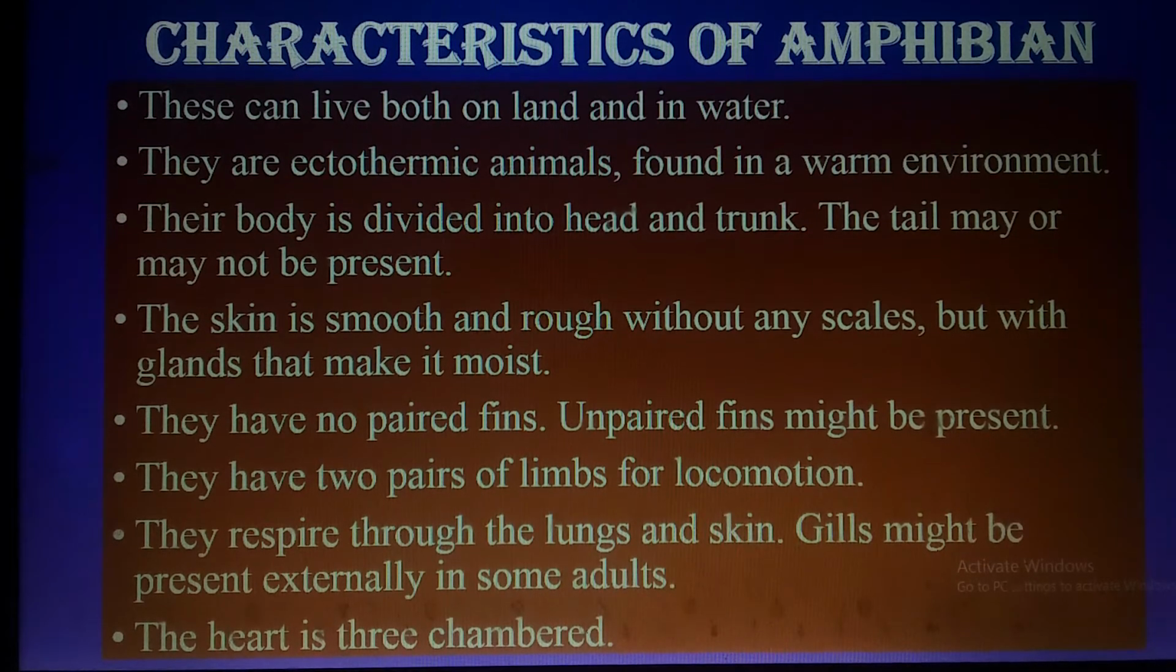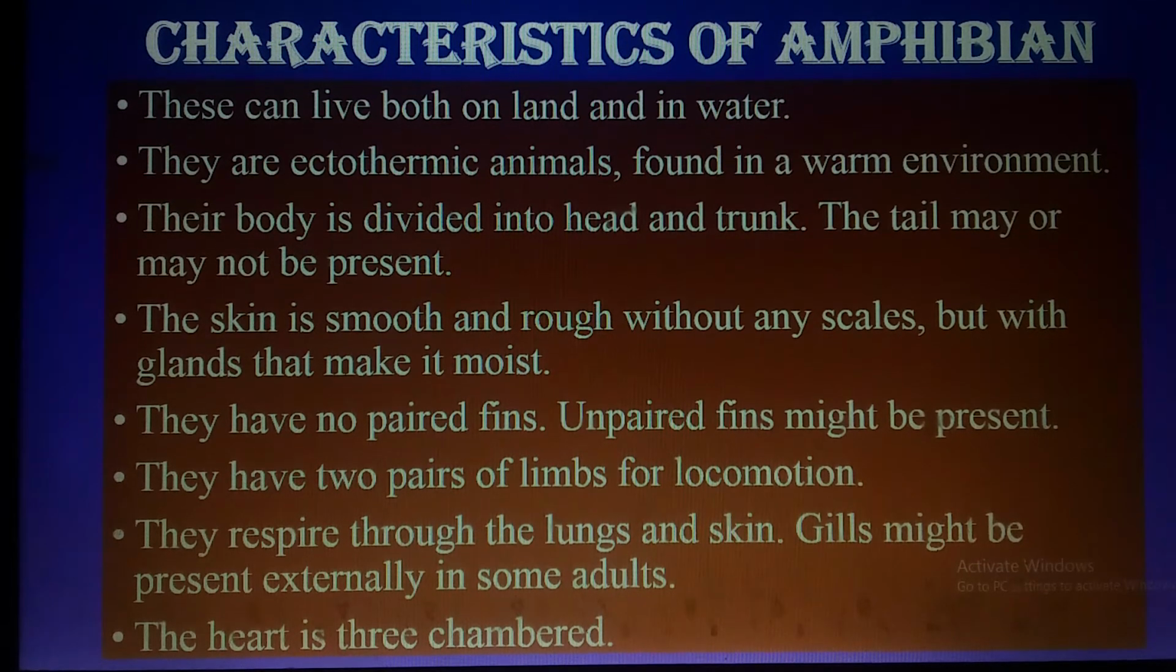They have no paired fins. Unpaired fins might be present, as in the case of the larval stages. When they are in larval stages, they have fins, but in adults they don't have them as such. They have two pairs of limbs for locomotion, both forelimbs and hind limbs. They respire through the lungs and skin. Their skin performs the function of respiration because it is moist and richly supplied with blood capillaries.